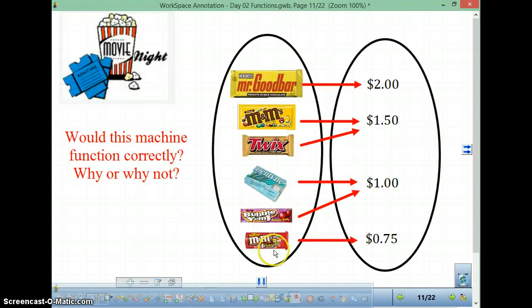Think of it this way. Let's say you go to the movies and you're going to buy some candy. Does this make sense? Would this machine function correctly? The answer is yes. You could have 2 different candies that both cost $1. That would be fine. How about this? Would this be functioning correctly? The answer is no. You can't have Bubble Yum charging $1 for some people and 75 cents for other people. Not a function. That would be a machine that doesn't function correctly.